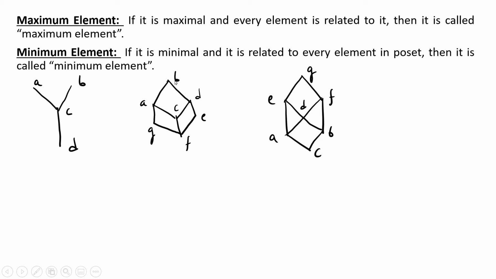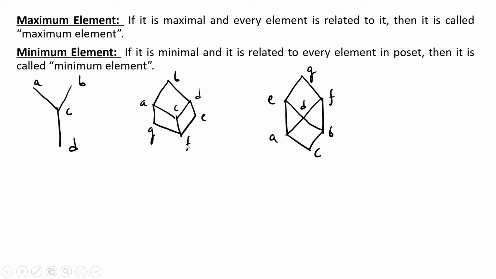Here you can see B is maximal, and every element is related to it. F is related with G, G is related with A, A is related with B. So obviously F is related with B. Then C is related with B because C is related with A, C is related with D, D is related with B, so obviously C is related with B. So every element is related to it, so that's why B is the maximum element.